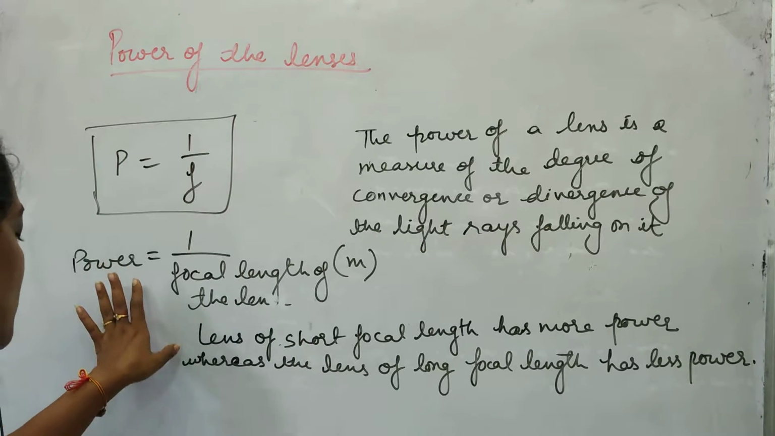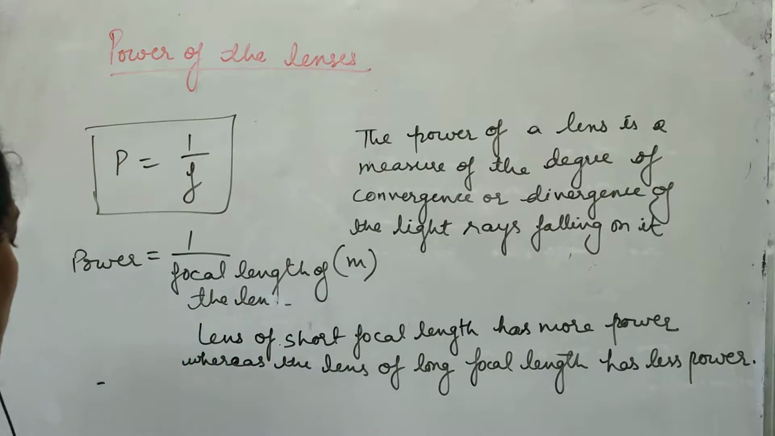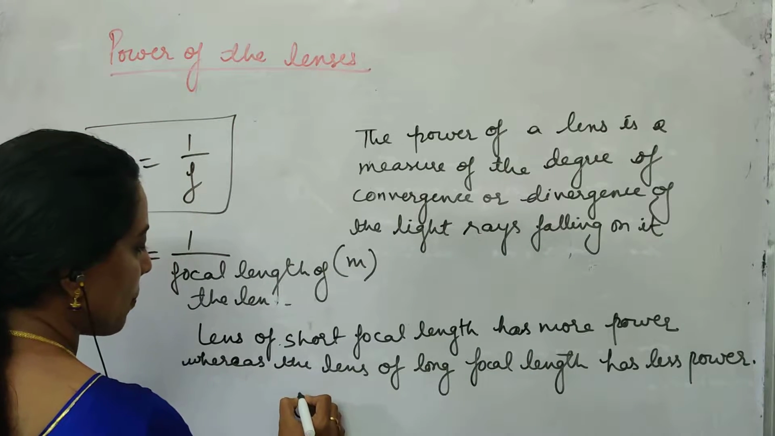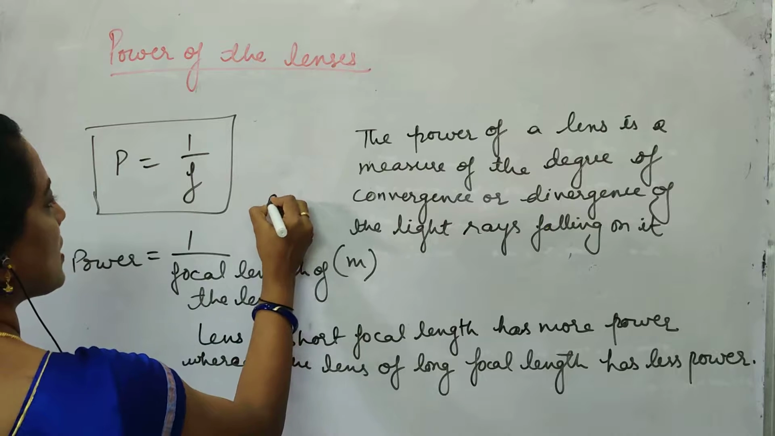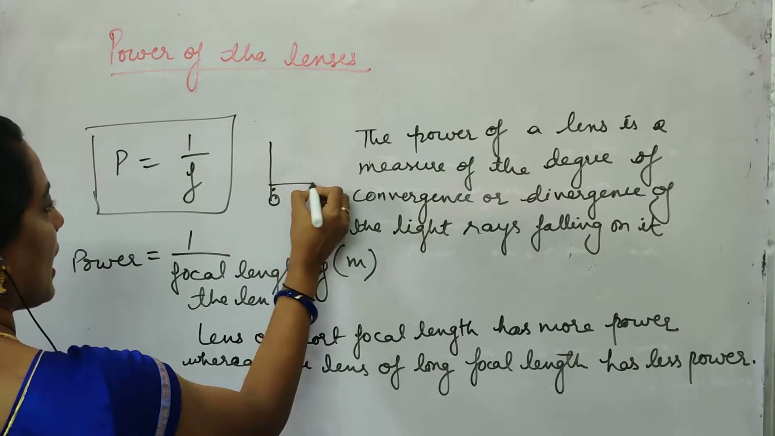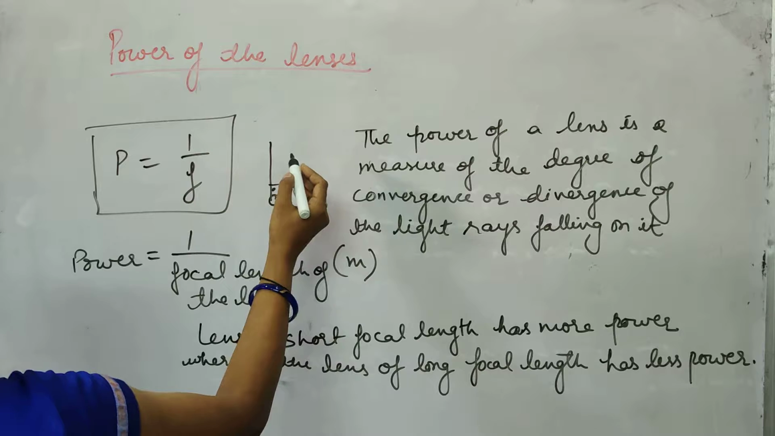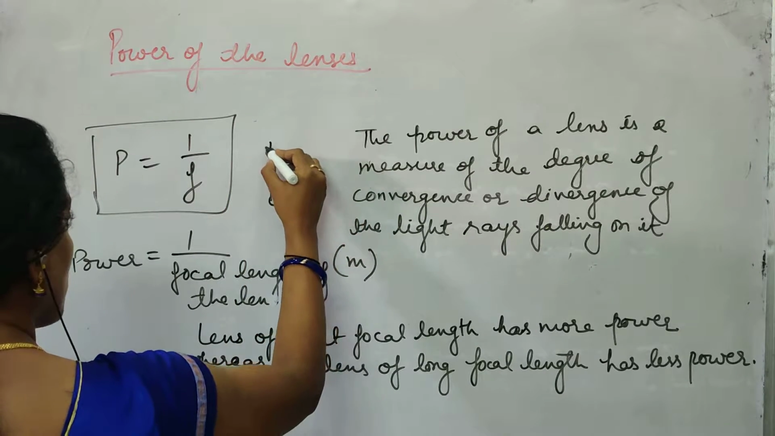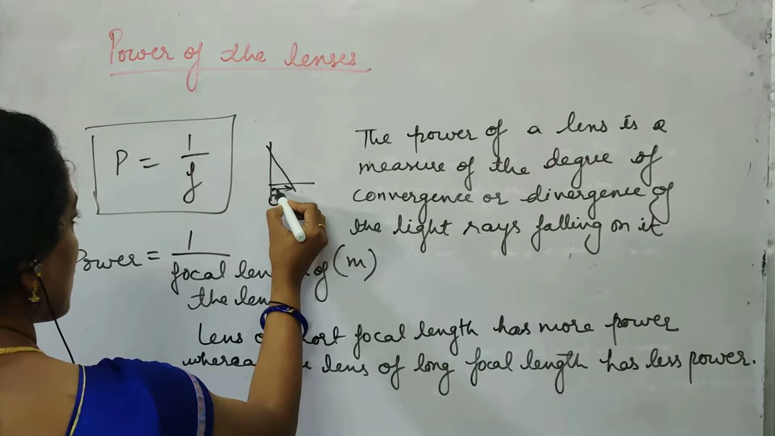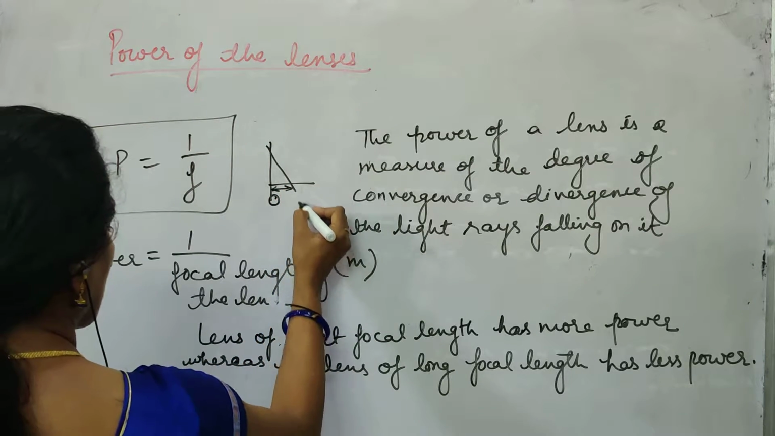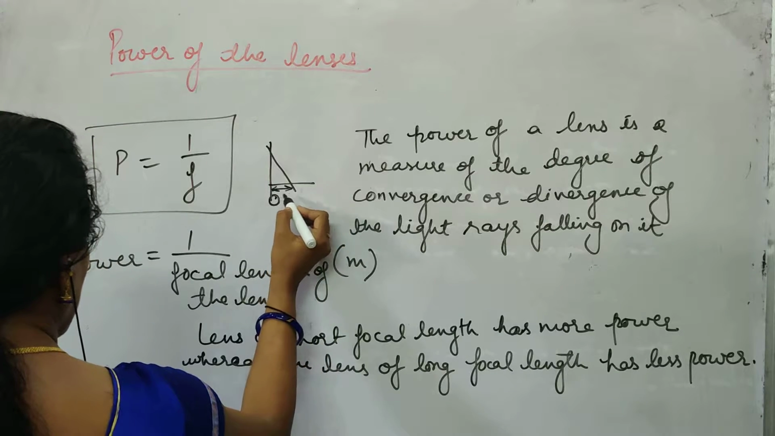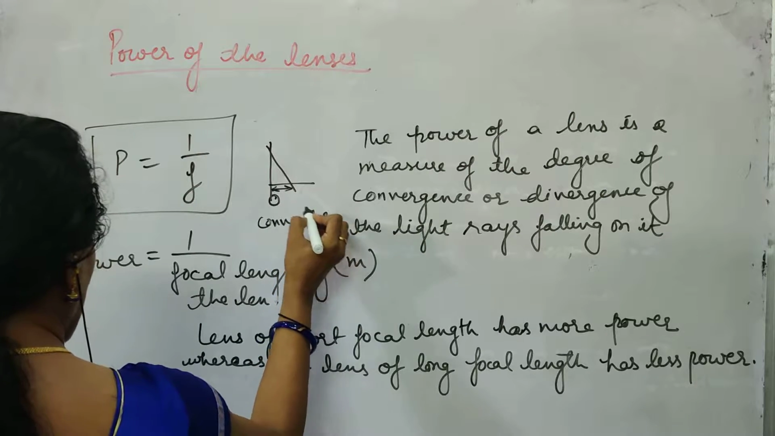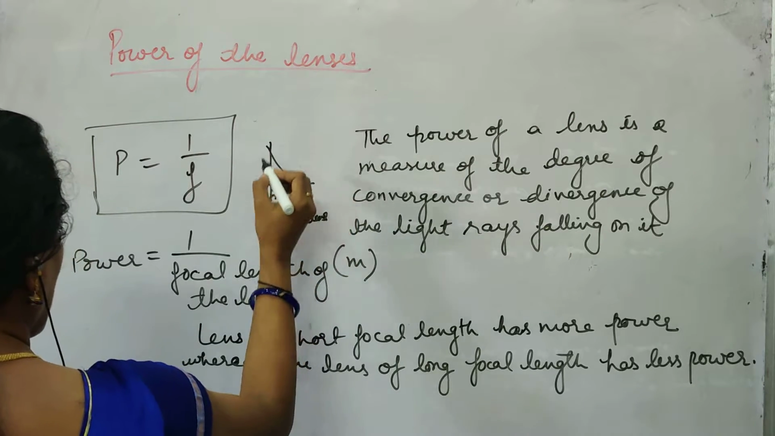So simply we can say, suppose this is the optical center, when the point of convergence of the rays of light is close to the optical center, we can say that this is the converging ray and it is close to the optical center in the case of the convex lens. So it is said to have more converging power or greater power.